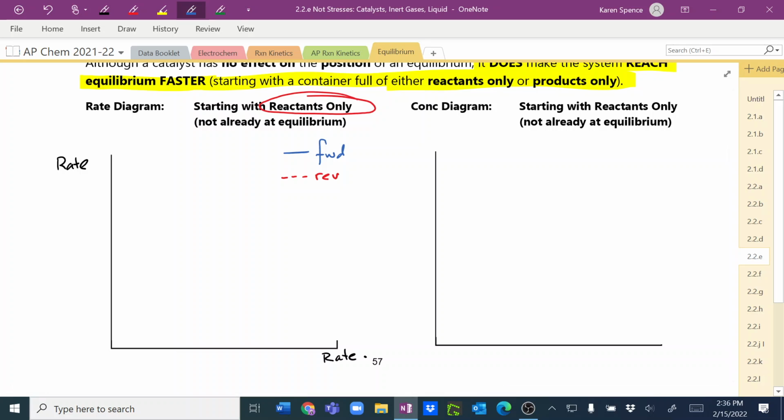If we're starting with reactants, what can you say about the forward rate? Is it fast? Is it slow? Is it zero? Fast. We're starting with only reactants. Reverse rate. Is it fast? Is it slow? Is it zero? Zero.